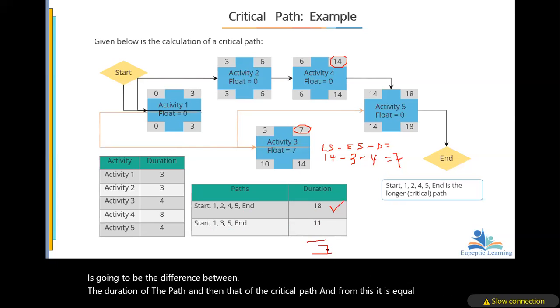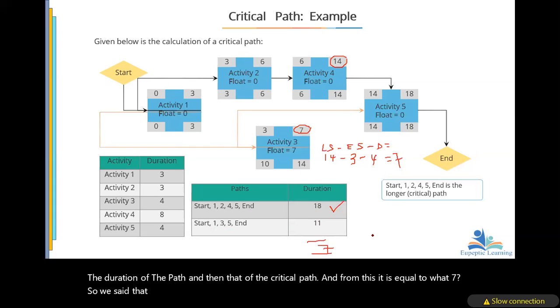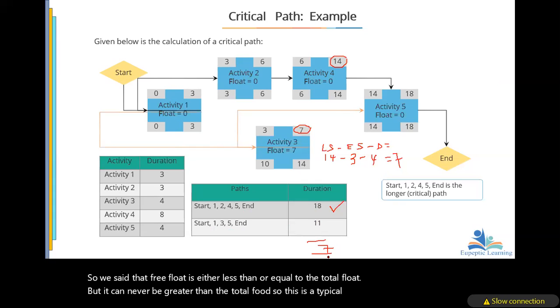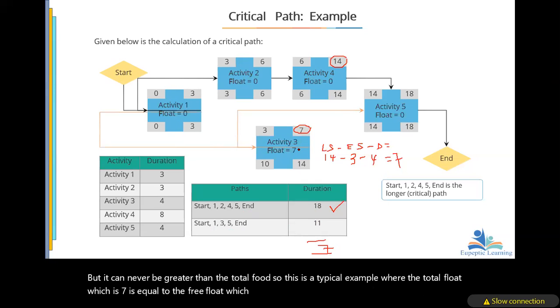And from this, it is equal to 7. So we said that free float is either less than or equal to the total float, but it can never be greater than the total float. So this is a typical example where the total float, which is 7, is equal to the free float, which is also 7 here.